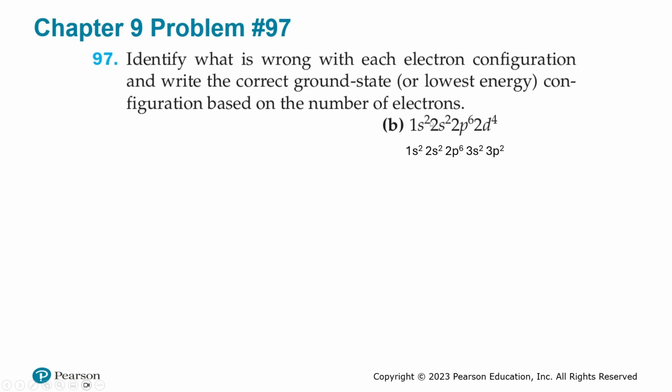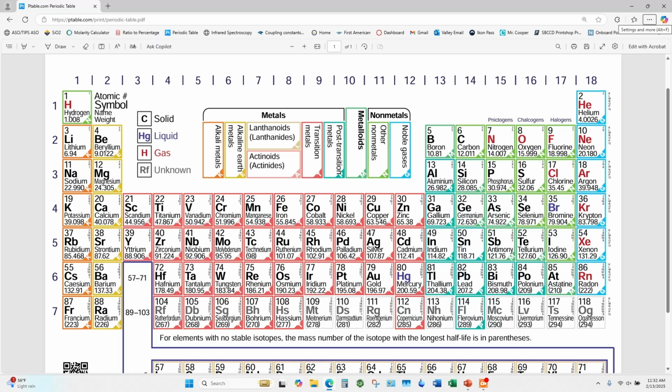So the next one, we're going to do the same thing. We'll count the number of electrons. 2 plus 2 plus 6 is 10, plus 4 is 14. So we'll go to one element earlier, silicon.